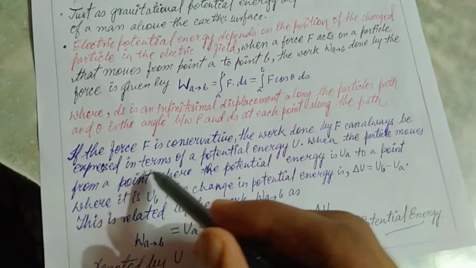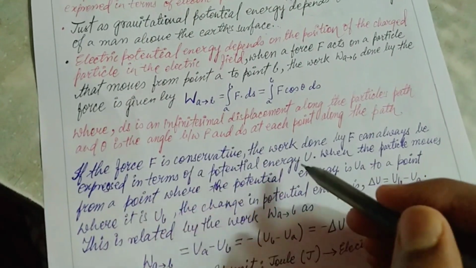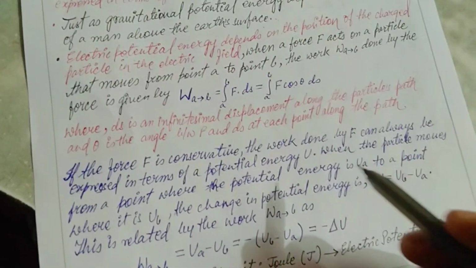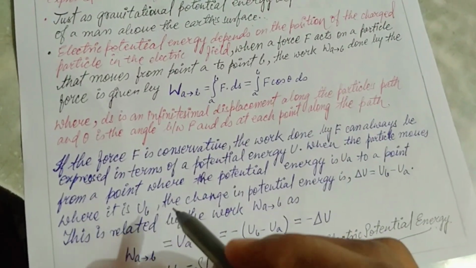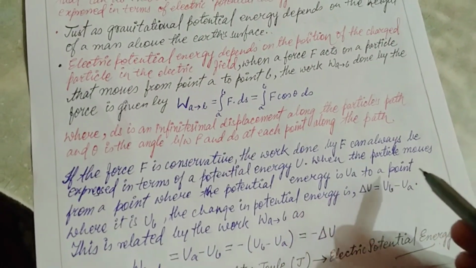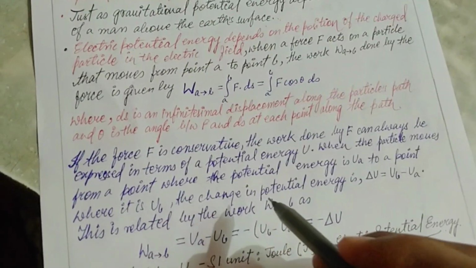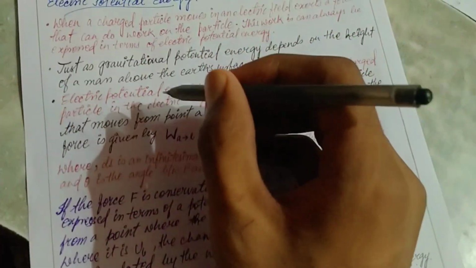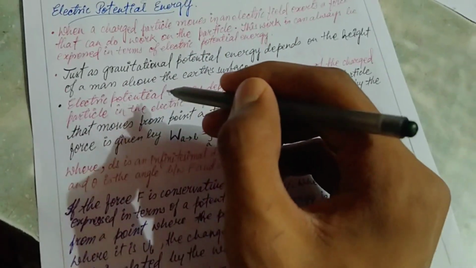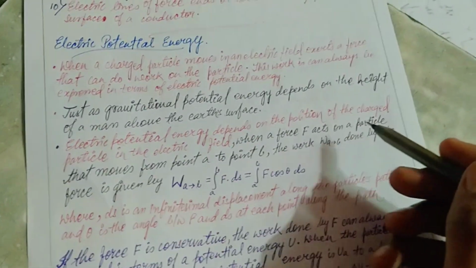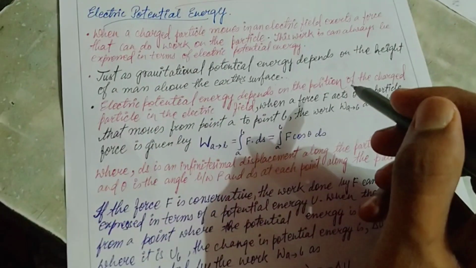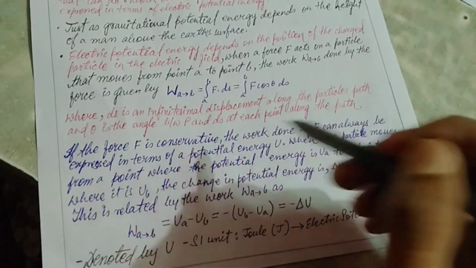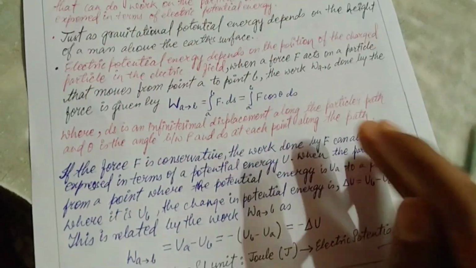If the force F is conservative, the work done by F can always be expressed in terms of potential energy U. When the particle moves from a point where the potential energy is UA to a point where it is UB, the change in potential energy is delta U equal to UB minus UA. I said in the starting that the total work done is equal to the change in potential energy. These things were all in the work, power and energy chapter in class 11. The work done is equal to the change in kinetic energy, and the work done by a conservative force is equal to the negative change in potential energy.